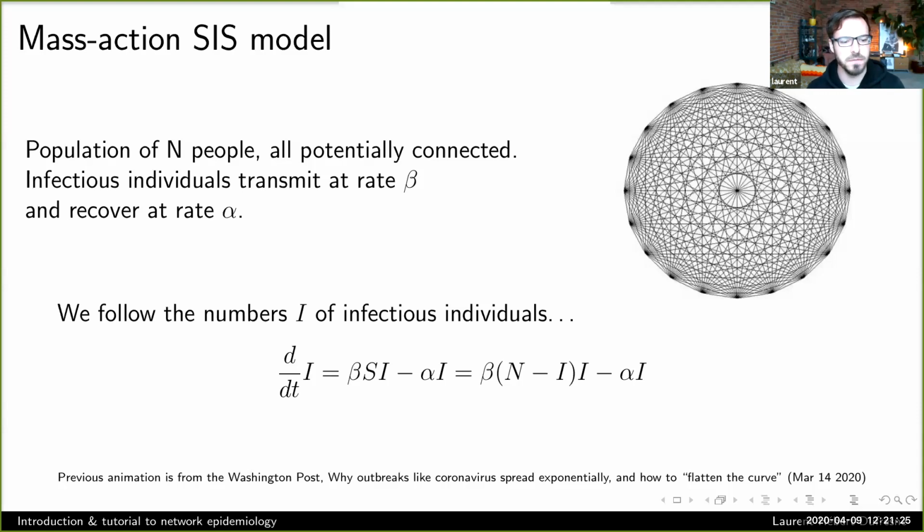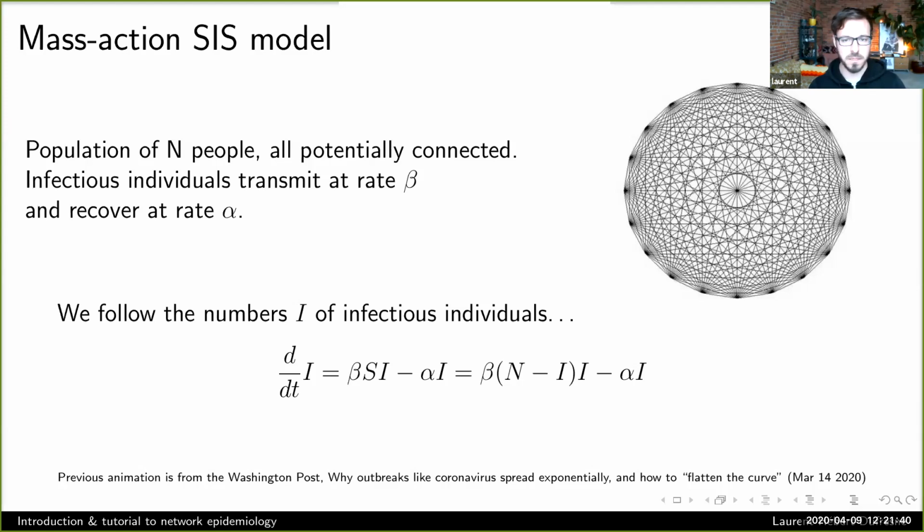And then we can simply follow the number of infectious individuals through time. So I'm going to assume that everyone has seen a little bit of calculus before. If you haven't, this d over dt times I is just the derivative, or the speed at which this number of infectious individuals is changing.